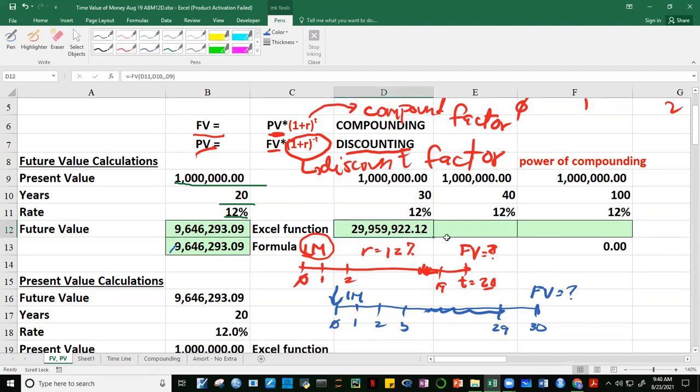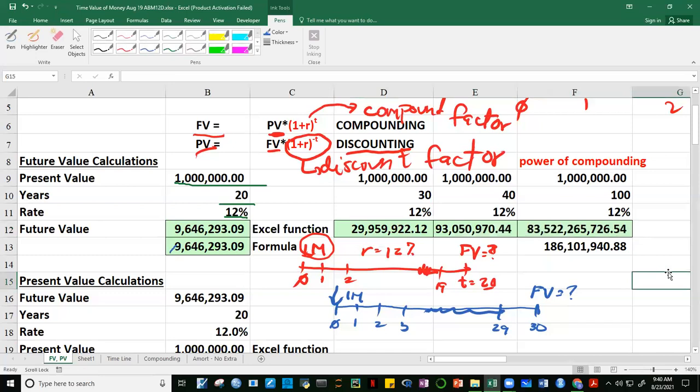Paano pag 40 years? If you take a look at our formula, since pareho naman yung structure nito, we can just copy the formula to the right, no? I-copy to the right, and then copy to the right again.